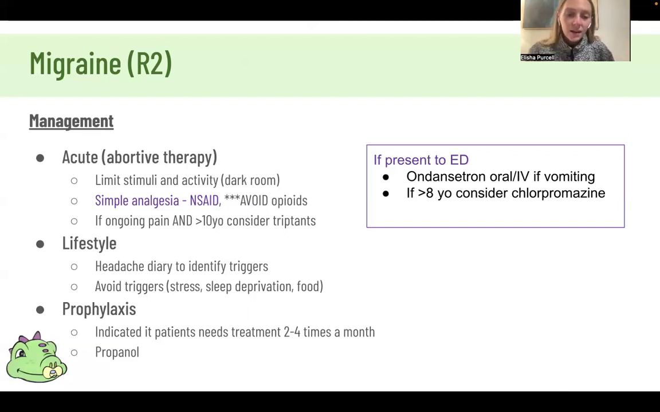Prophylaxis is indicated if the migraine occurs approximately 2 to 4 times a month, and they need the treatment 2 to 4 times a month, being the triptans. But prophylaxis is propranolol if they are eligible.